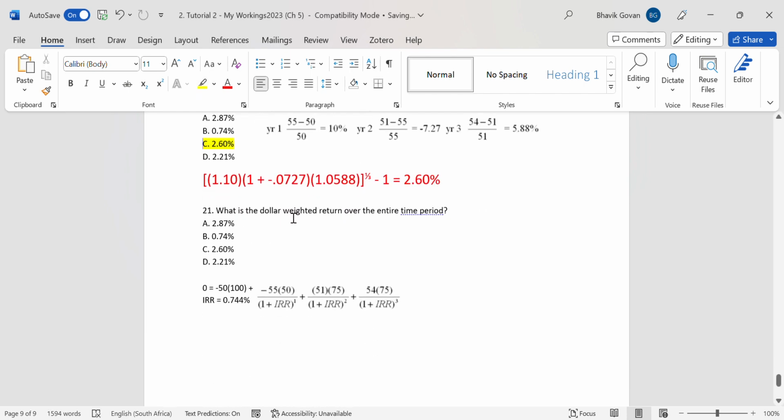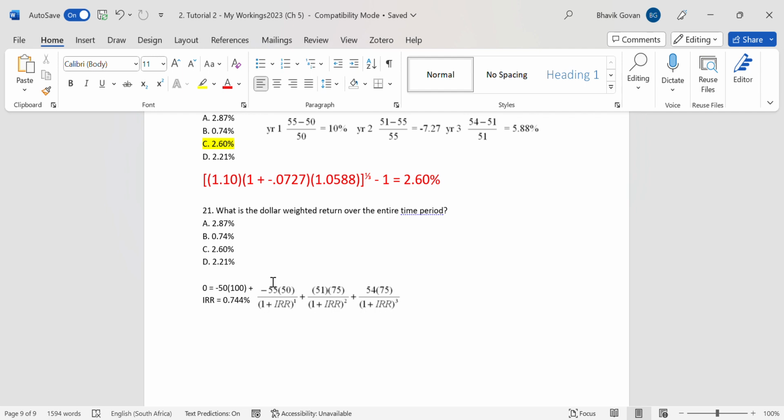And then what is the dollar weighted average return over the entire time period? So I'll say 0 is equal to minus 50 times 100 plus minus 55 times 50 over 1 plus the IRR. You basically do that, and you can actually solve this equation in your financial calculator by making use of the cash flow function. So you basically input these figures into your cash flow.